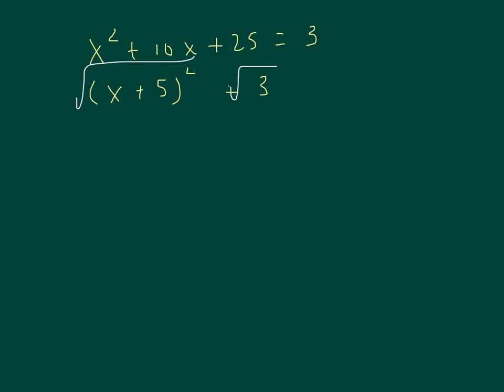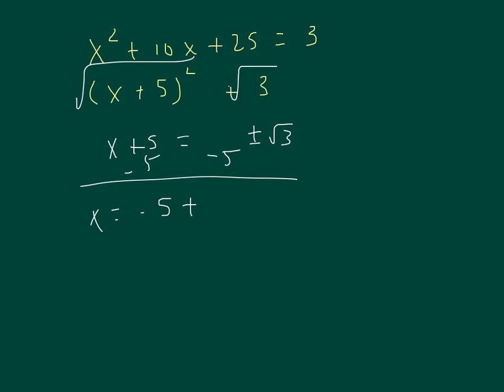Square root of both sides of that, and we get x plus 5 equals plus or minus the square root of 3. Subtract 5, and this is going to be x equals negative 5 plus or minus the square root of 3. Now, no one said all of the answers are going to work out really nice. So that is what it is.